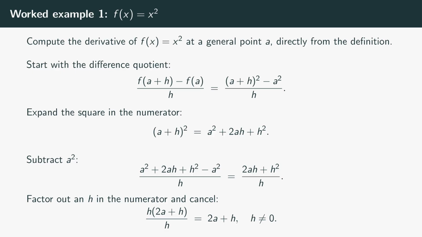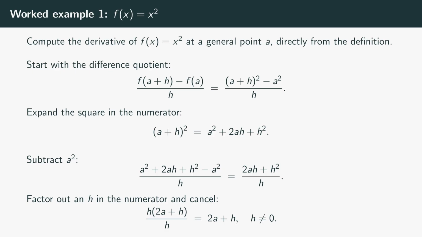The numerator first. Expand (a plus h) squared. That's a squared plus 2ah plus h squared, middle school algebra, FOIL, or the binomial theorem, take your pick. Subtract the a squared sitting at the end of the numerator, and the two a squared terms cancel. What's left in the numerator is 2ah plus h squared.